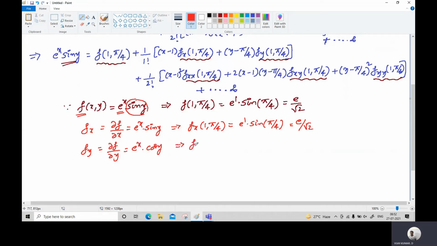Now replace the point in f_y at (1, pi by 4). You will get e power 1 into cos pi by 4. Again cos pi by 4 is also 1 by root 2. So you will get the same result, e by root 2.